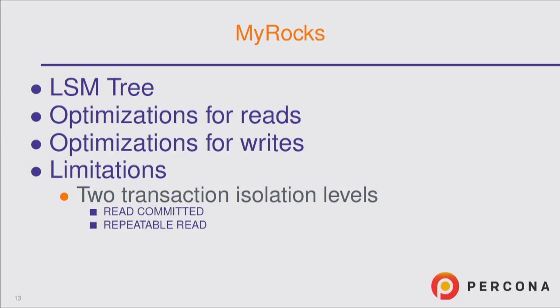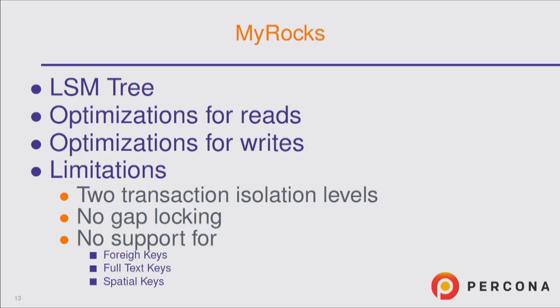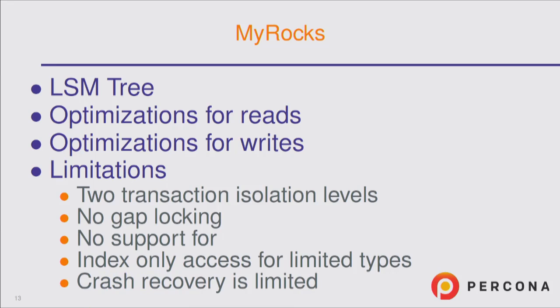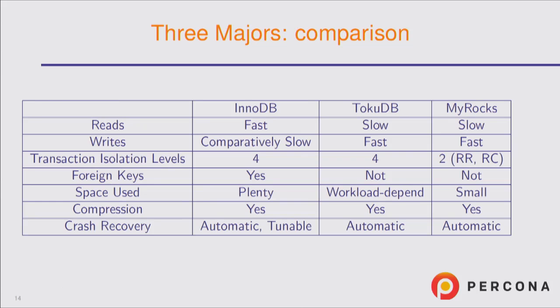And it has limitations. It has only 2 transaction isolation levels, while TokuDB and InnoDB have 4. No gap locking, so you cannot write queries with less than or greater than. No support for foreign keys, full text keys, or special keys. And index access is limited to certain types, actually collations Latin1_bin, UTF8_bin, and binary types. Crash recovery again is limited. It works only if the write-ahead log file is corrupted. If your data is corrupted, it will not recover it. Here is the comparison table.